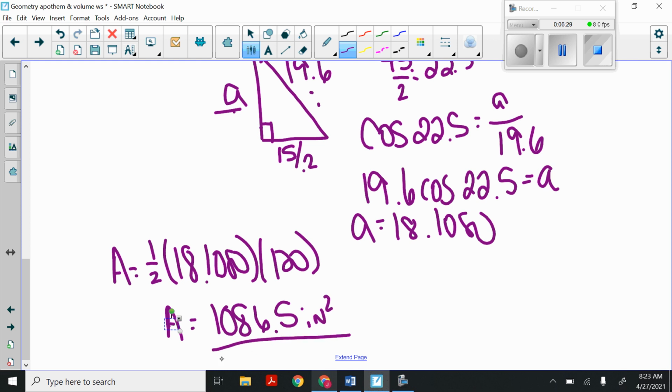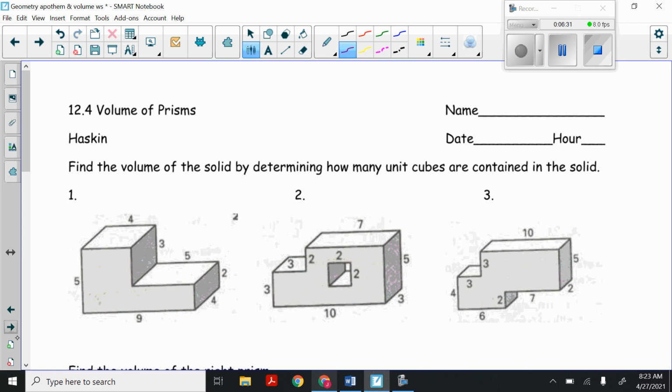Okay, so now the next thing we're going to look at is your homework. We're going to review some of these together. So we're going to do some of your homework together today in class to review this. So, volume of prisms. Remember that the formula for the volume of a prism is capital B times H, where capital B is the base of the prism and H is the height of the prism.